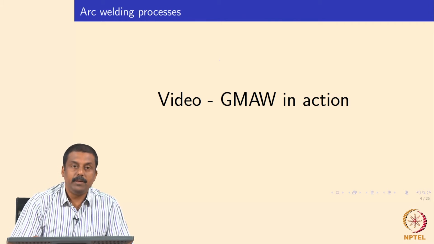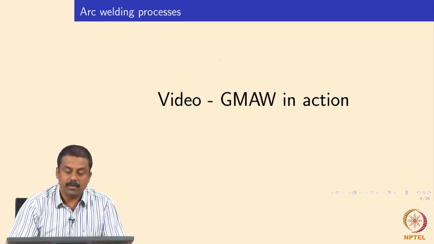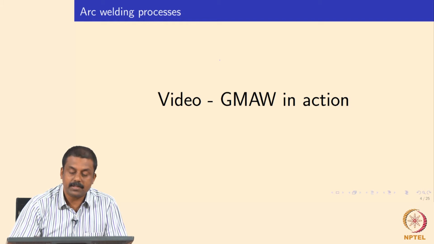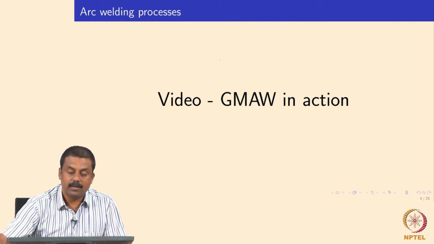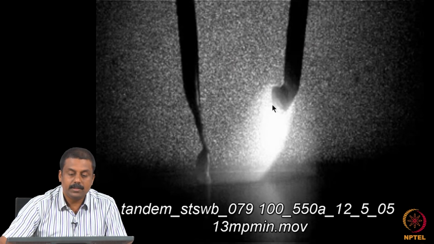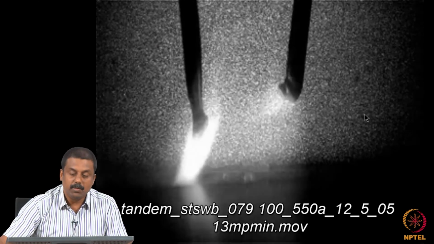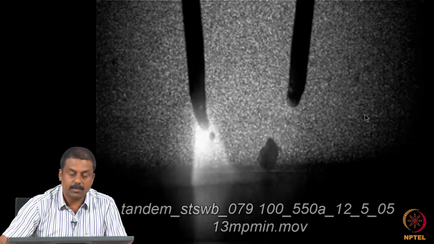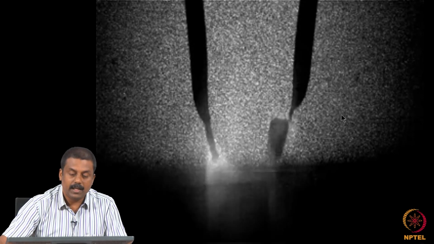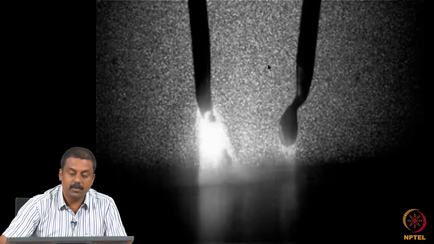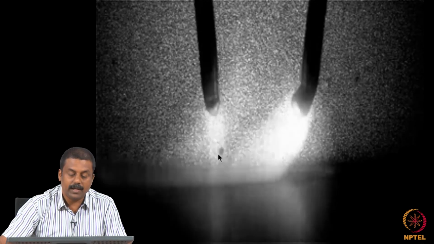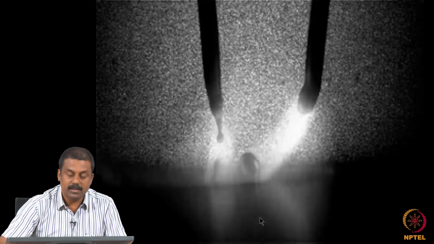So I will show you a small video of GMAW, gas metal arc welding, in action, so it will be clearer for you. This video shows the consumable electrode gas metal arc welding process in tandem. We have two electrodes attached to a power source, transferring a molten droplet towards the weld pool.